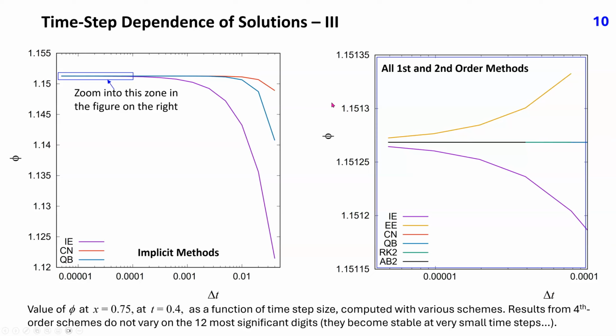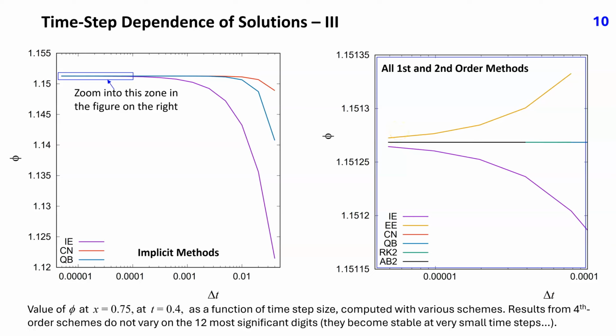Added are also the results from explicit schemes which are stable in this range of time steps. The results from second order schemes cannot be distinguished from each other, while the two first-order methods approach the time-step-independent solution from opposite sides and can be well distinguished from each other even for the smallest time step.